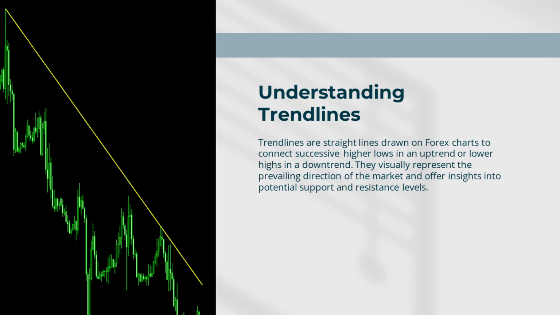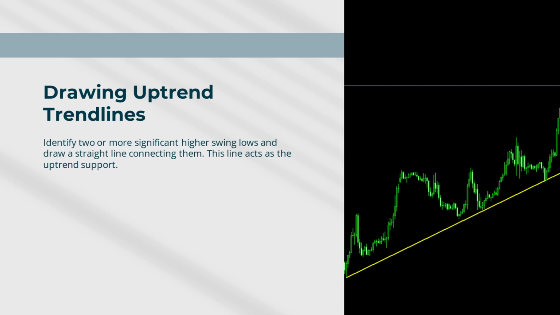Understanding trendlines. Trendlines are straight lines drawn on Forex charts to connect successive higher lows in an uptrend or lower highs in a downtrend. They visually represent the prevailing direction of the market and offer insights into potential support and resistance levels. Drawing uptrend trendlines. Identify two or more significant higher swing lows and draw a straight line connecting them. This line acts as the uptrend support.